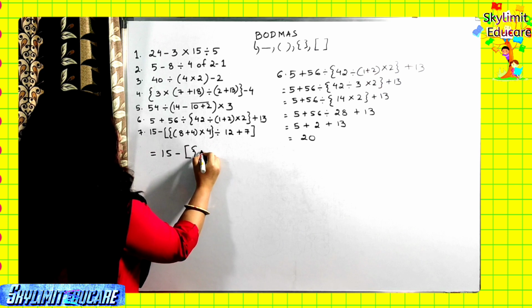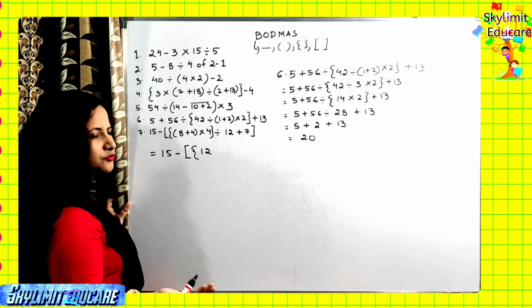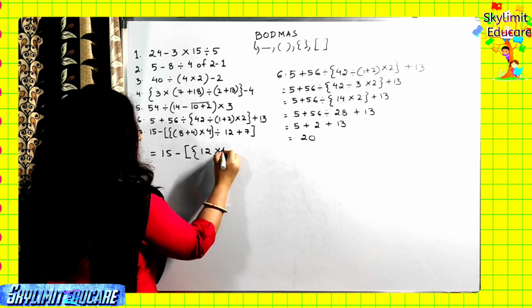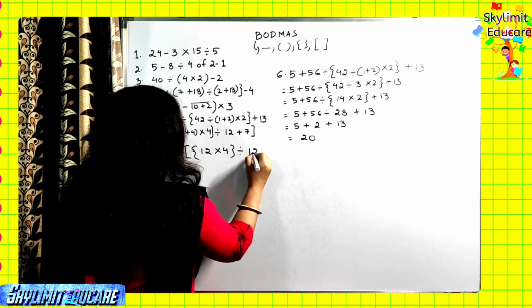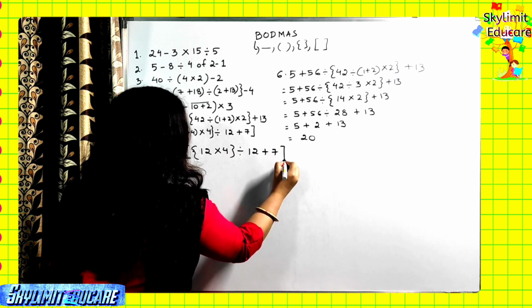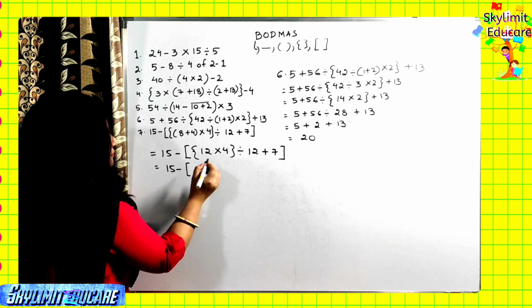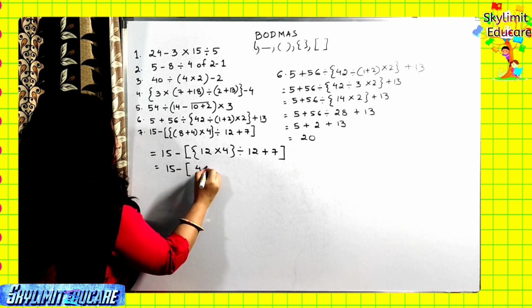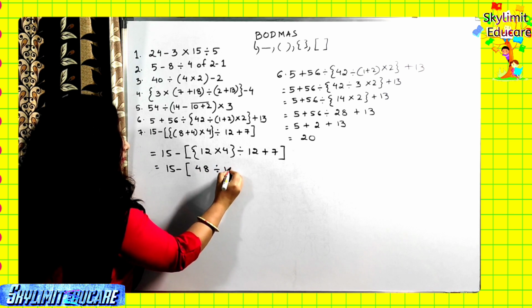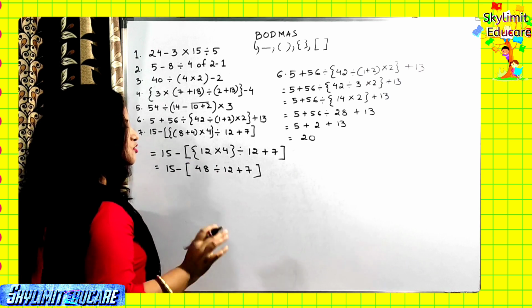So inside the common bracket you can see, students, you have here 8 plus 4. So 8 plus 4 is 12. So after solving the common bracket is removed. Next we have 12 multiplied to 4, curly bracket closes, divided by 12 plus 7. Clear? Now we have 15 minus, let's solve the curly bracket next. So 12 4s are 48 divided by 12 plus 7. So now the curly bracket is also removed.